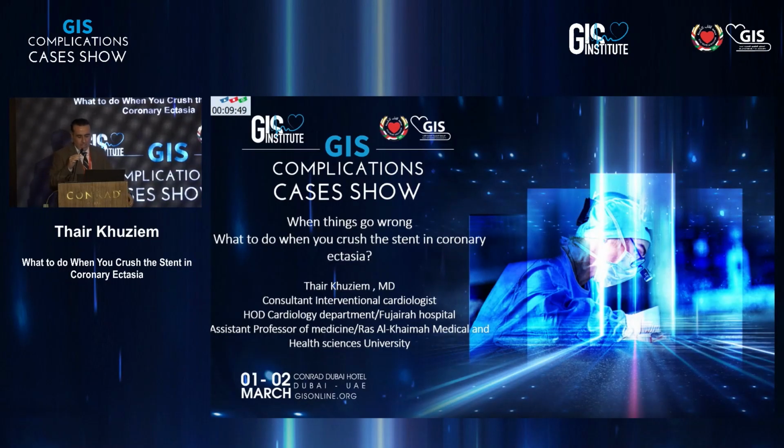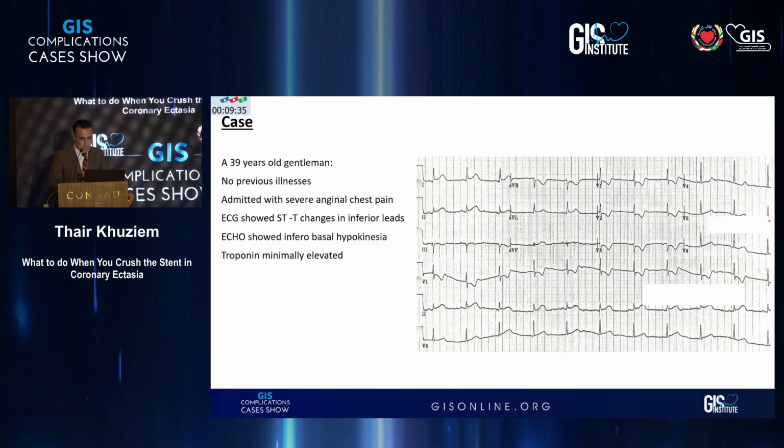Actually, my case is simple, but resulted in complication for the patient. So the title: what to do when you have ectasia or aneurysm in the coronary artery and you implanted a stent there. Sometimes even when you put it and you have a good result, probably the things will not go properly. So this is a gentleman, 39-year-old gentleman.